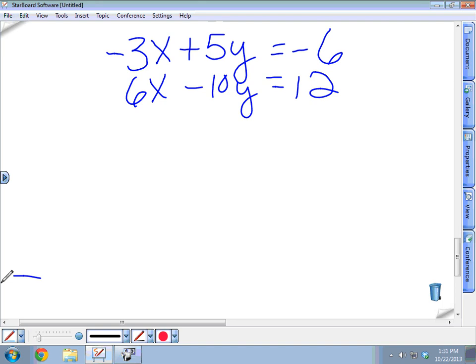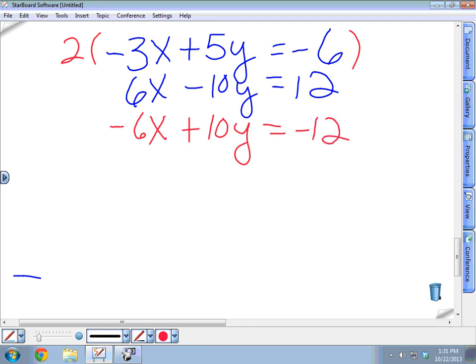The top one. What would you multiply it by in order to get, you want this to be a negative 6? 2. Because 2 times negative 3 is negative 6x plus 10y equals negative 12. Okay? Now I'm going to add these together, Dominica. What am I going to get?